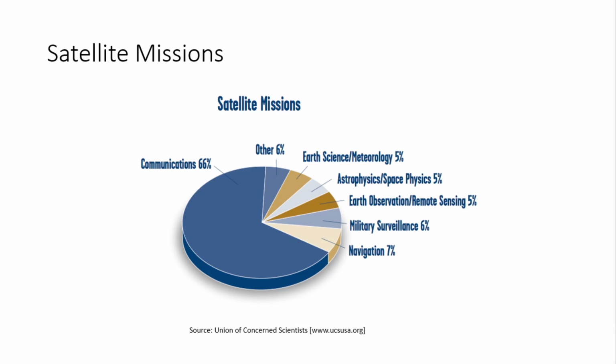Satellite missions are nothing but this one is a graph which explains how different types of satellites can be used on the earth. So the maximum percentage is used for communication. After that, earth science or meteorology 5%, astrophysics, space physics 5%, earth observation, remote sensing 5%, military or civilian 6%, and navigation 7%, and the remaining is others, that is 6%. So these are the proportions in terms of percentage for different applications.